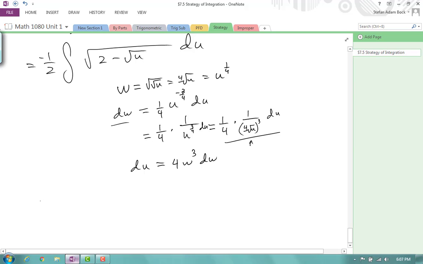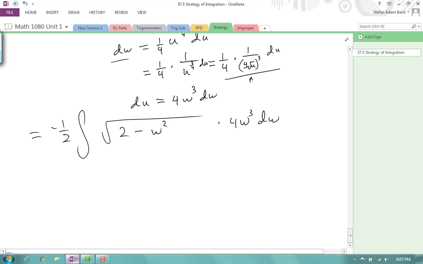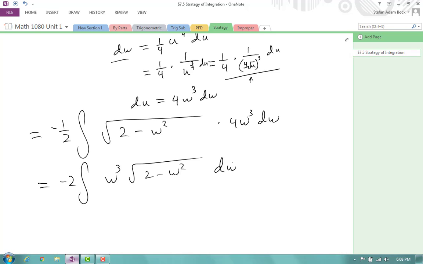This turns into negative 1/2 integral square root 2 minus w squared multiplied by 4w cubed dw, which means I've got negative 2 integral w cubed square root 2 minus w squared. So what I would do here, I could do one of two things here actually, now that I'm thinking about it.